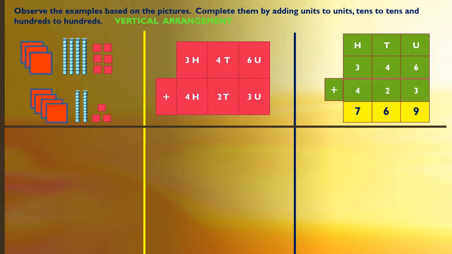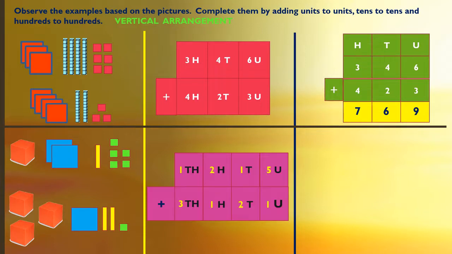In the addition table, we have 346 plus 423. We begin with the units place. We have 6 units plus 3 units, which gives us 9 units. 4 tens plus 2 tens, which gives us 6 tens. 3 hundreds plus 4 hundreds give us 7 hundreds. So the answer that we get by adding 346 plus 423 is 769.